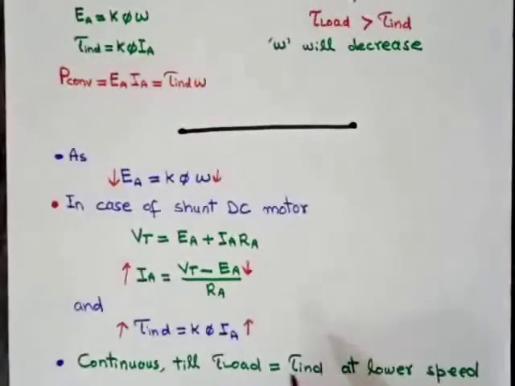When we connect the load, IA will increase. When IA increases, torque induced will increase, and this will continue until tau load is equal to tau induced. When both torques are equal, the speed of the DC shunt motor will again be constant, but at low speed.